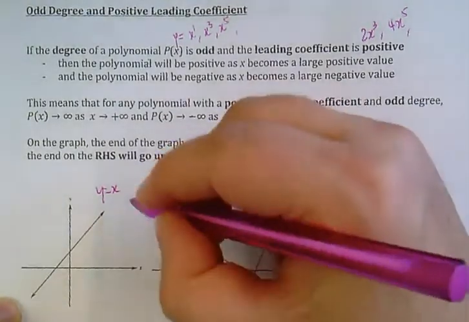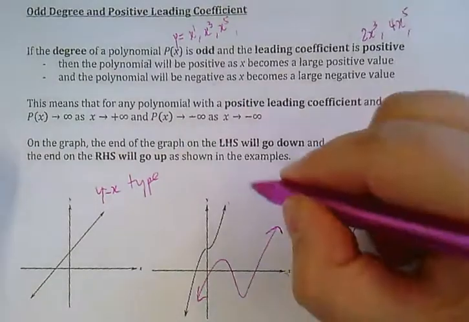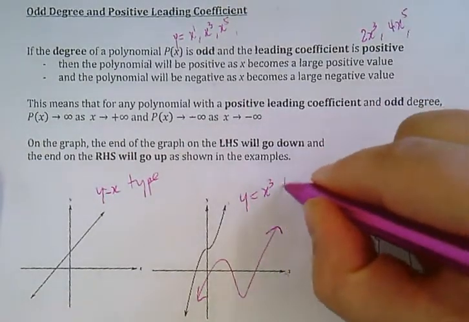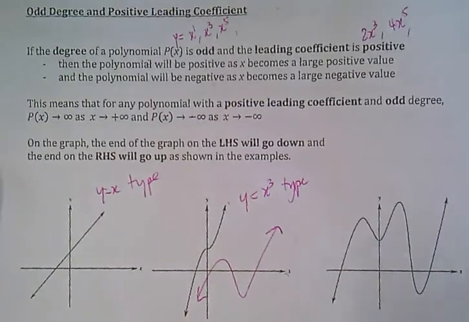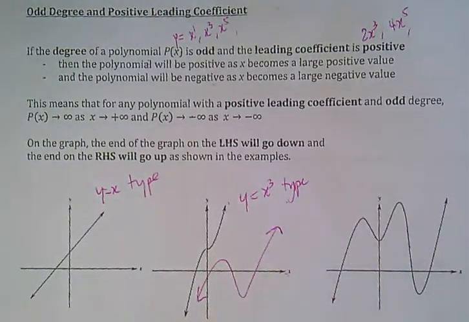So this is like a y equals x type. Might be y equals x plus 2, y equals 2x plus 2. These are y equals x cubed types. And this is a y equals x to the power type. Look, one's got to go up, one's got to go down with this type because you go 1, 2, 3. Does that make sense? You can't have them both going up or both going down because you need an even power for that to happen.